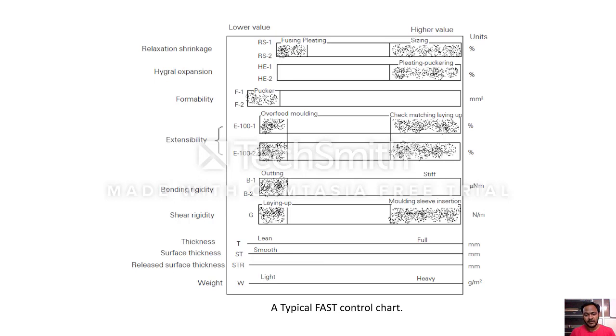Next is the fabric weight. If the fabric weight value is too low, it means the fabric is lighter, and if the value is high, then it is a heavy fabric.